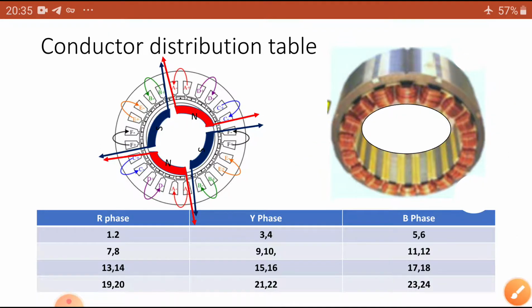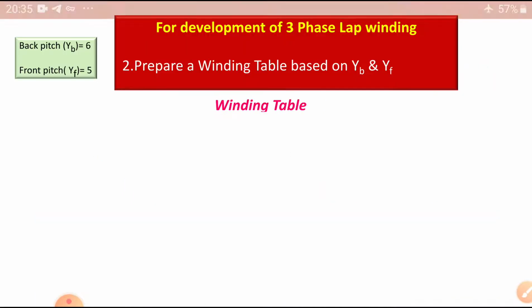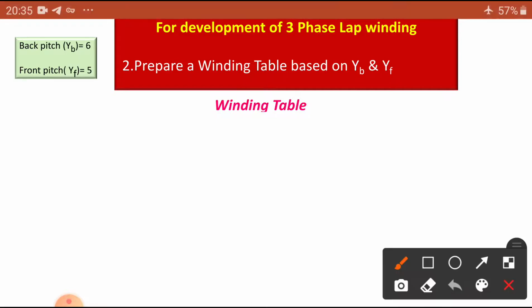Okay. So now let us make one winding table similar to the previous case. Now, the second step is the preparation of the winding table. Based on the back pitch and based on the front pitch, we are going to make it. Okay. So let us see that one.